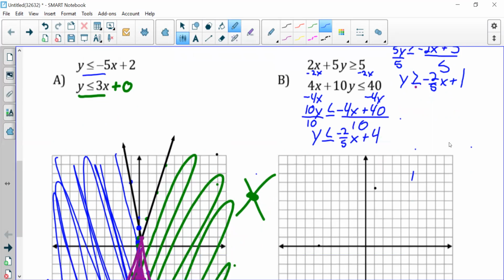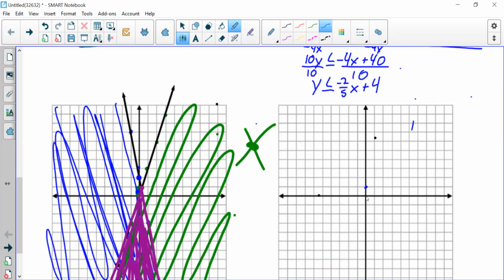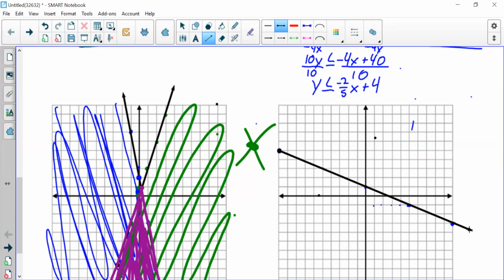Starting with our first one, y equals negative 2/5 x plus 1. My slope is negative 2/5, so down 2, right 5. Go back to my y-intercept, and I can go up 2 and left 5. I'm going to grab my handy dandy line tool here. Draw our line across. All right, then we're going to do our shading.